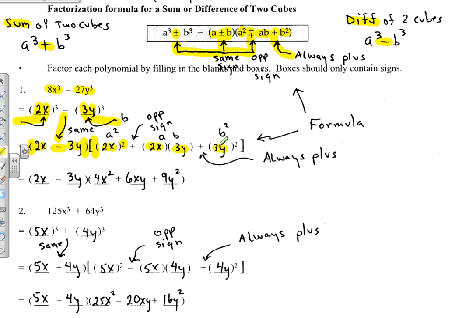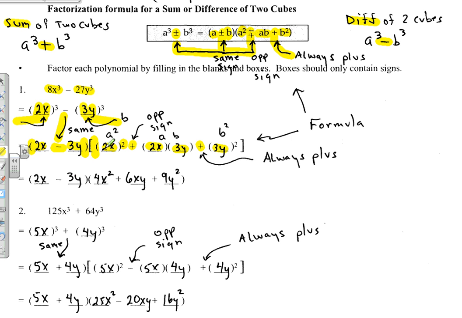Now let's get the signs. Notice that the formula said that the middle sign of the trinomial has to be opposite the original. Well, the original and this one are the same. So all I have to do is look at this sign right here, and I put the opposite. So notice there's the opposite sign sitting right here. This one is always plus. So now it's just a matter of bringing this down as 2x minus 3y.